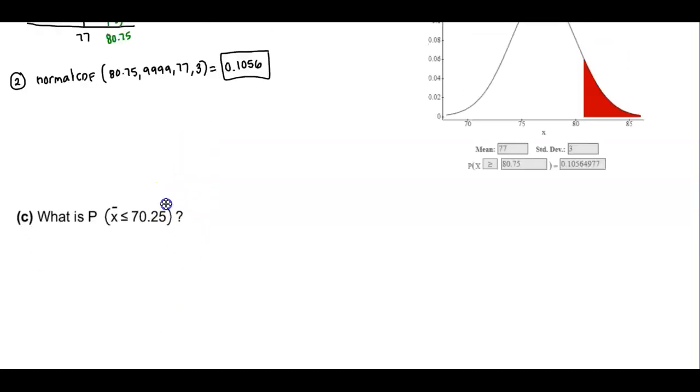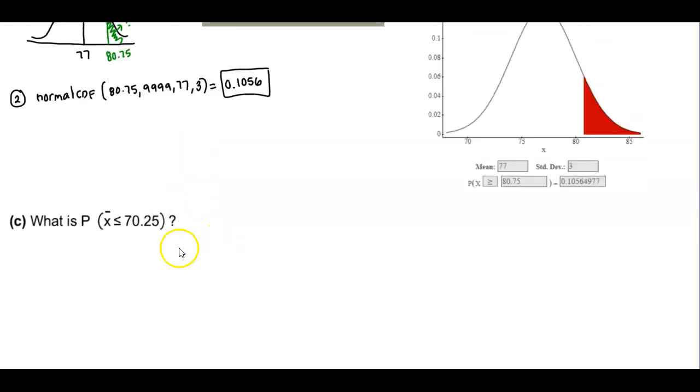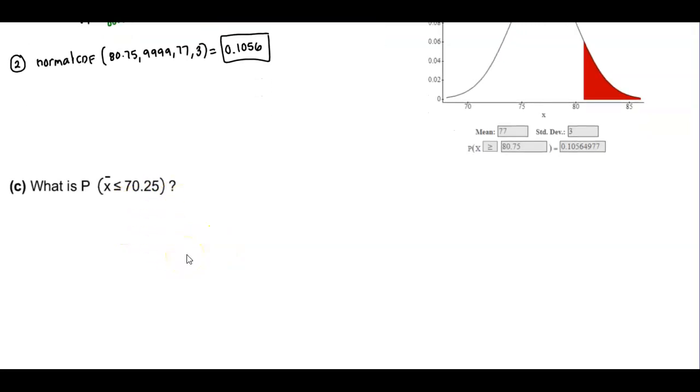Now let's take a look at part C. For part C, they want us to find the probability that the sample mean is less than 70.25. Looking at the bell curve, again we know that the mean is 77, and we're looking for the value at 70.25 and the area to the left of that.